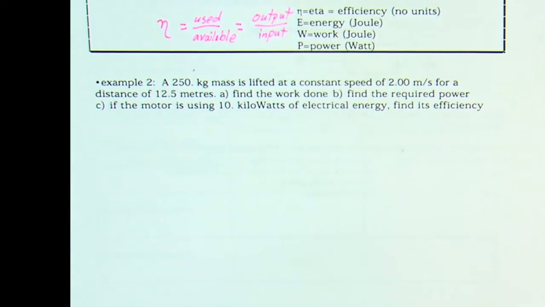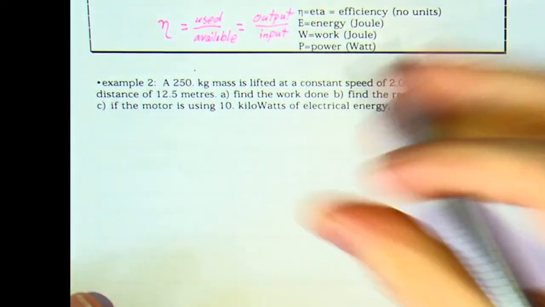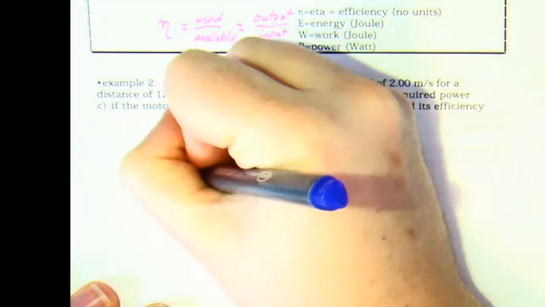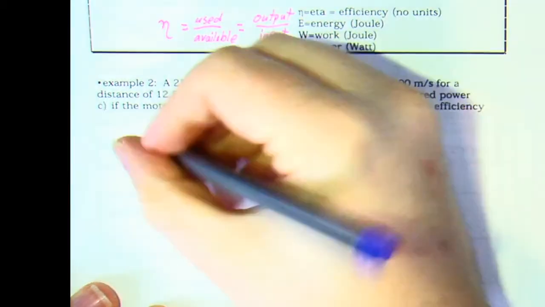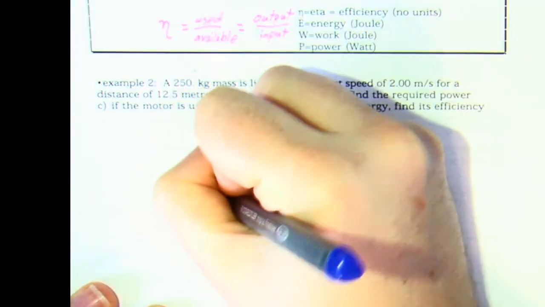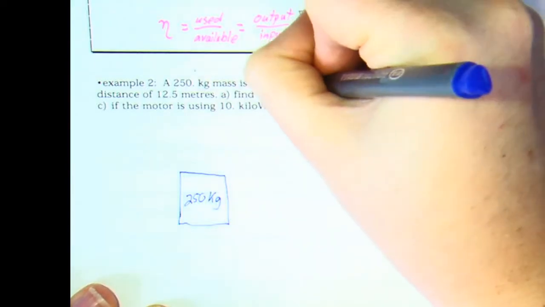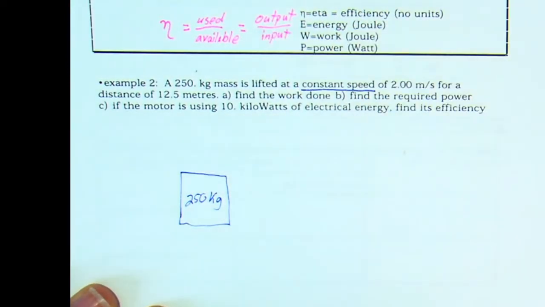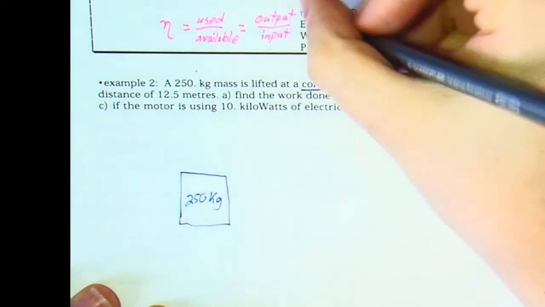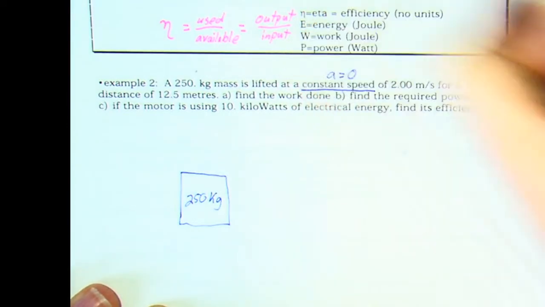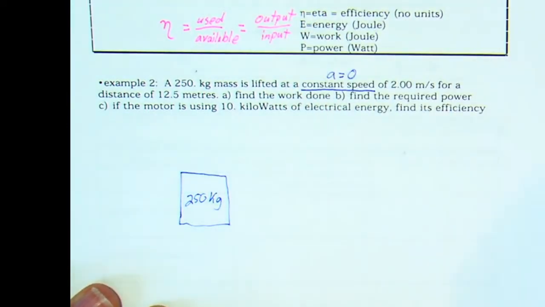So free body diagram, first of all, always. Let's draw what's going on here. Let's assume it's a box. The thing weighs 250 kilos. We are told that this thing is being lifted at a constant speed. So constant speed means acceleration is 0. What that means is the forces on this thing have to be balanced.